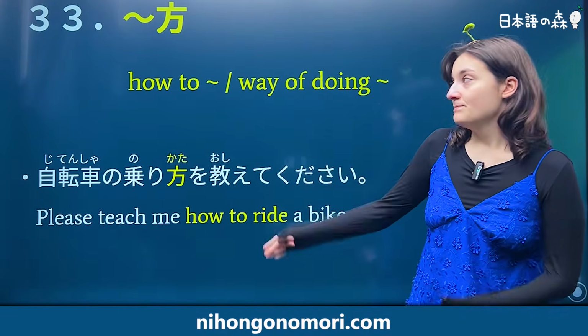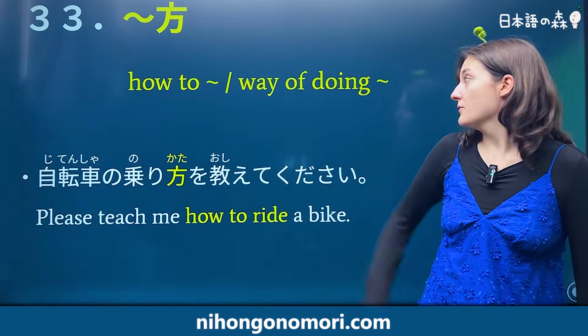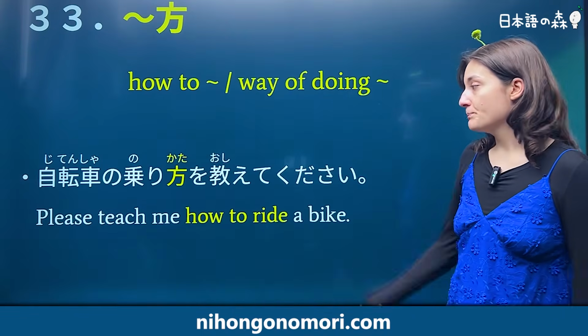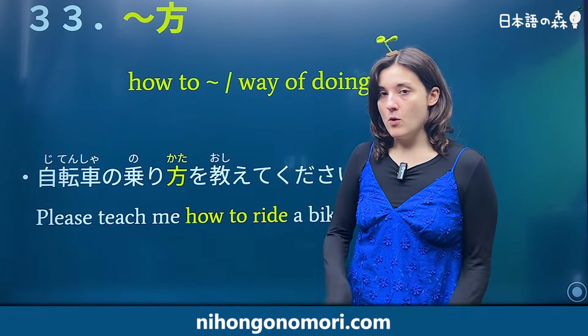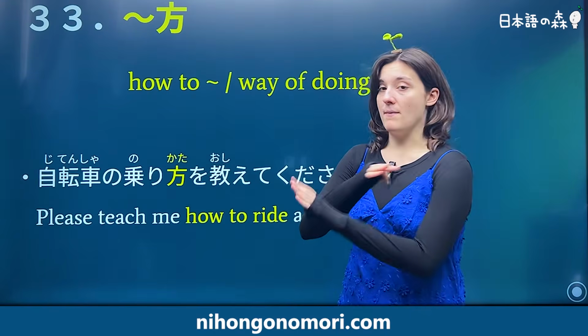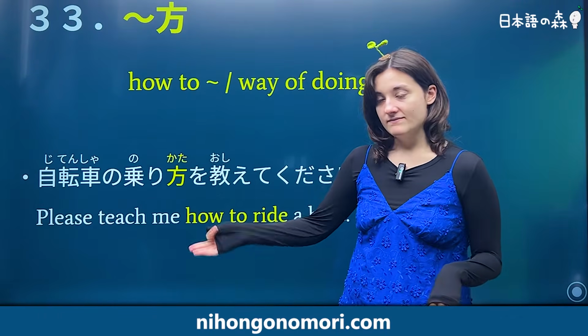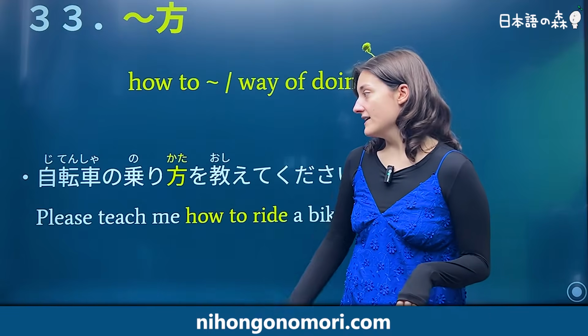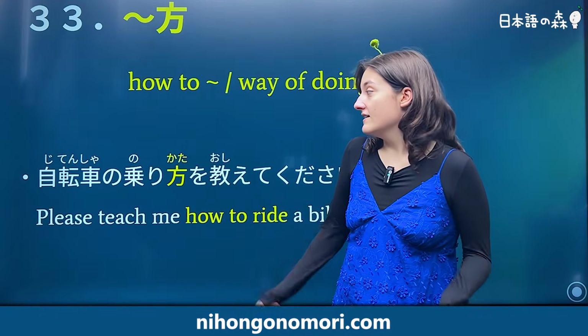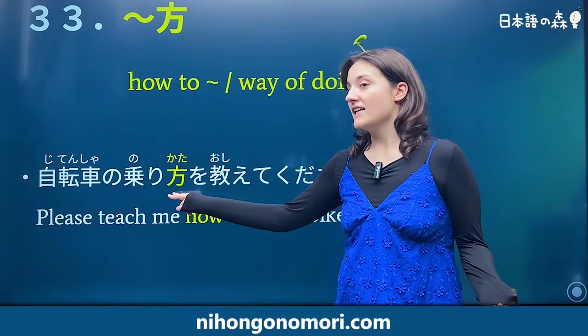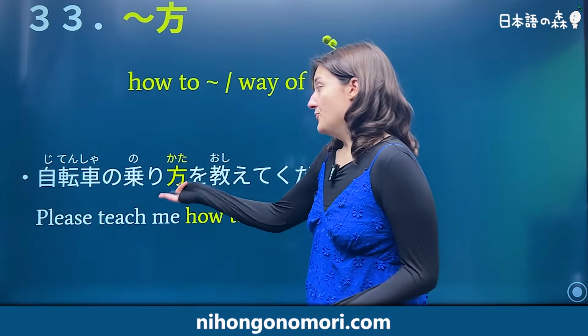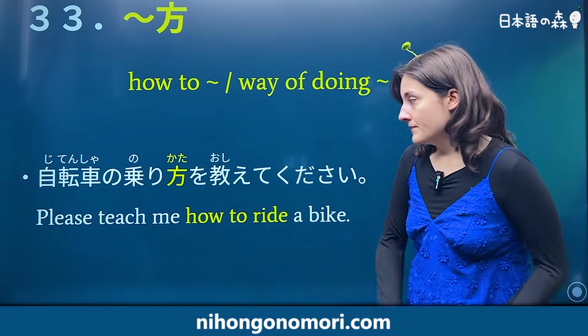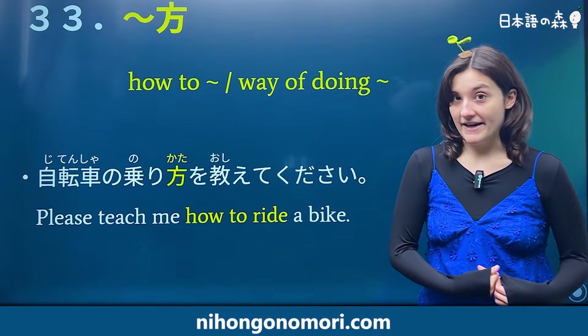Nani nani kata, how to do a verb, or the way of doing a verb. So we take the masu form or stem form of a verb by dropping masu and adding kata to get the way of doing, right? So yarikata, shikata, tabekata, norikata. Jitensha no norikata o oshiete kudasai. Please teach me how to ride a bike.